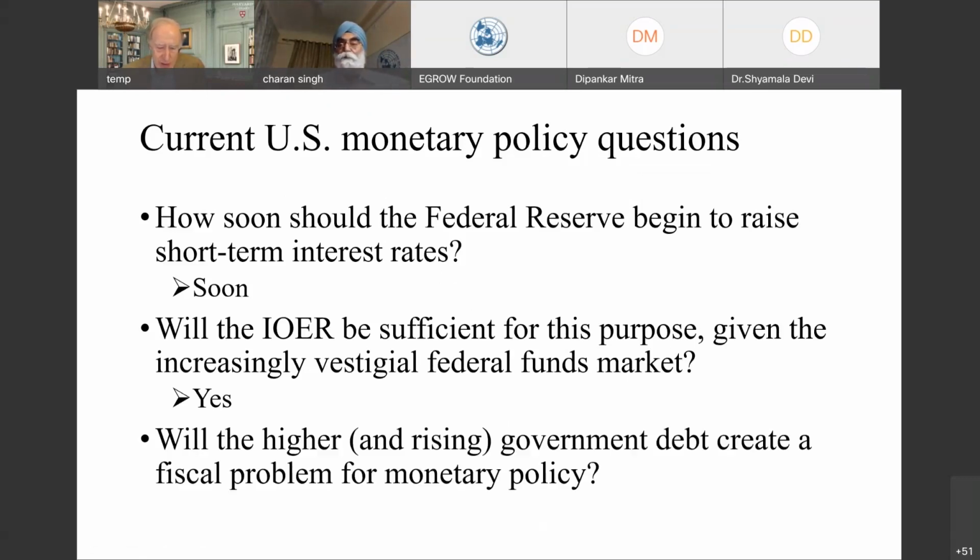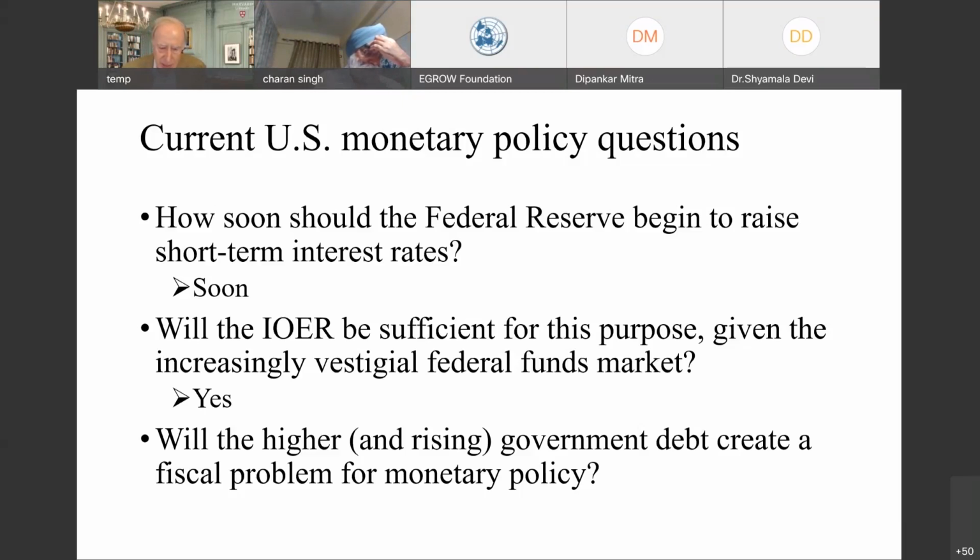The final question that I pose for purposes of the United States is whether our higher and continually rising level of government debt will create a fiscal problem for monetary policy. In the technical language of monetary policy, this is called fiscal dominance. This is something we've never seen before in the United States, but I remember it many years ago in Europe when I used to go visit countries like Italy or Spain, for example.